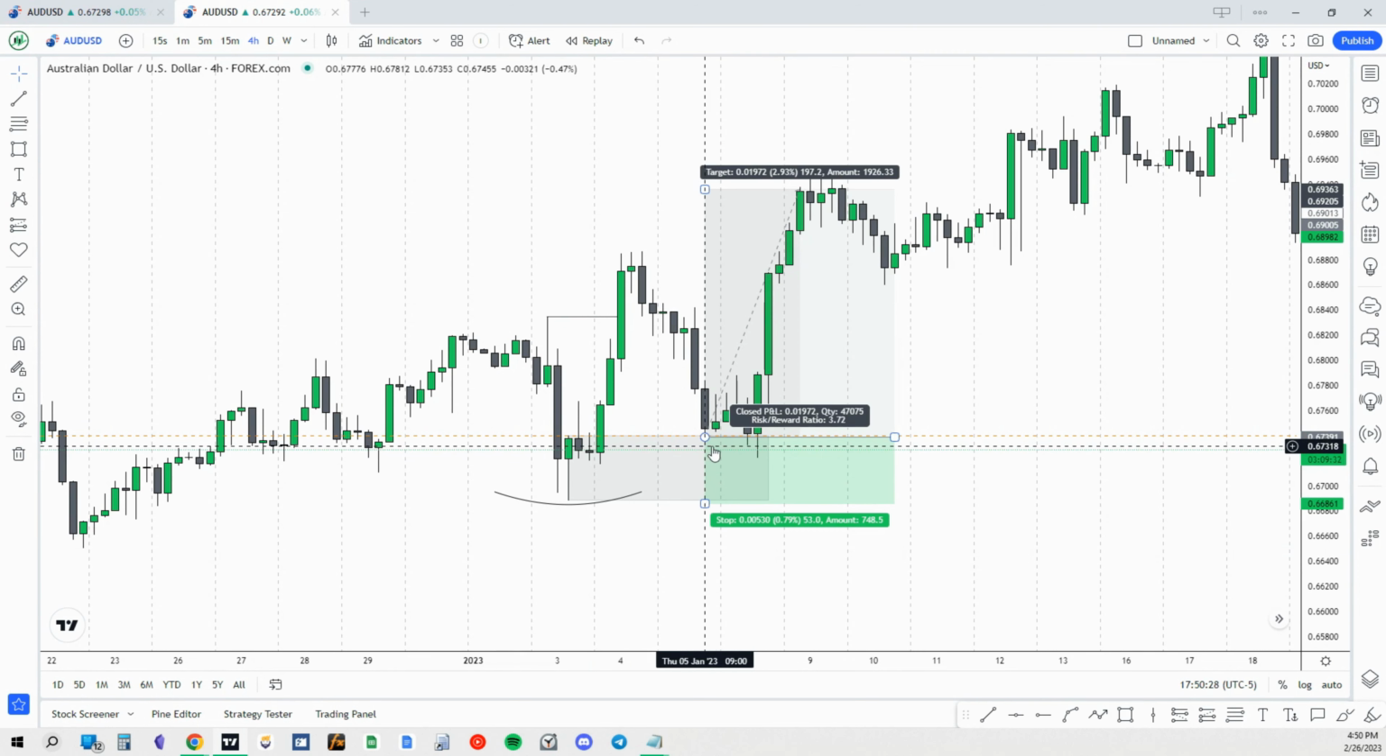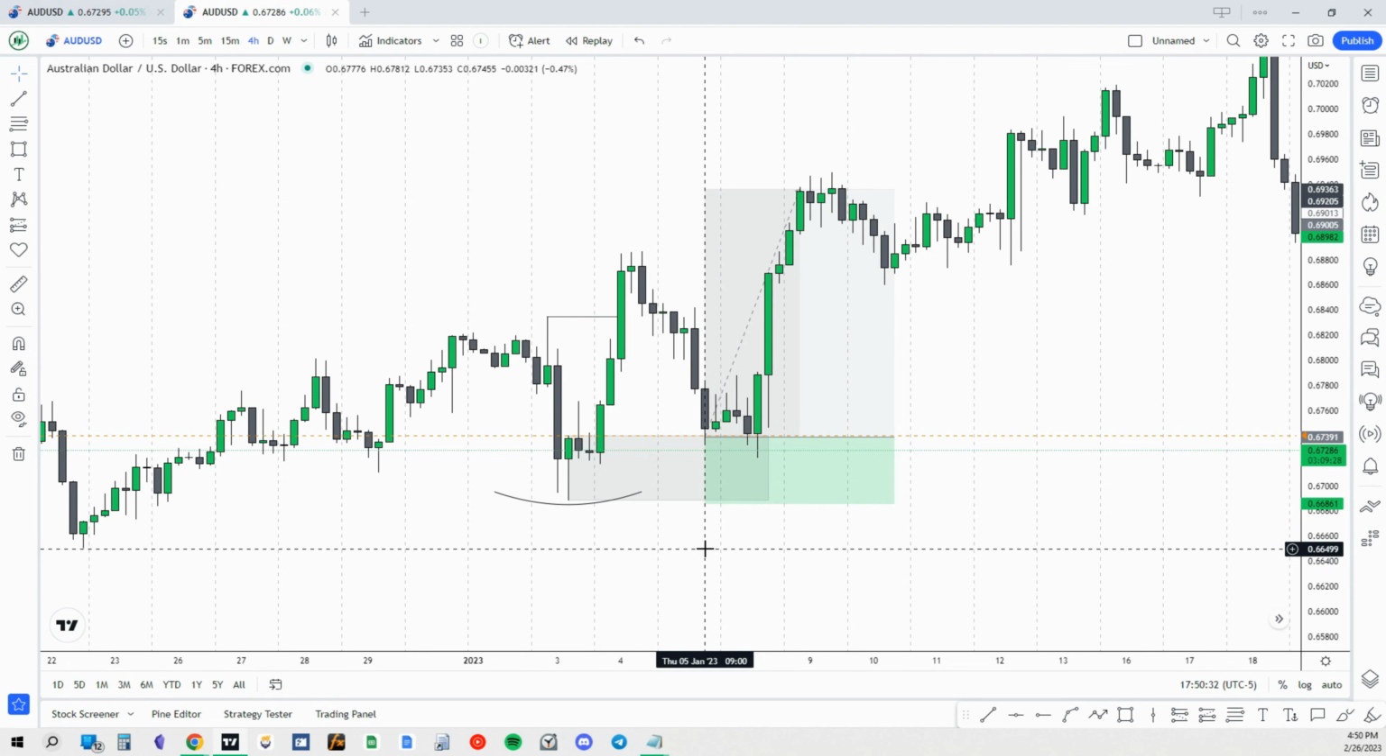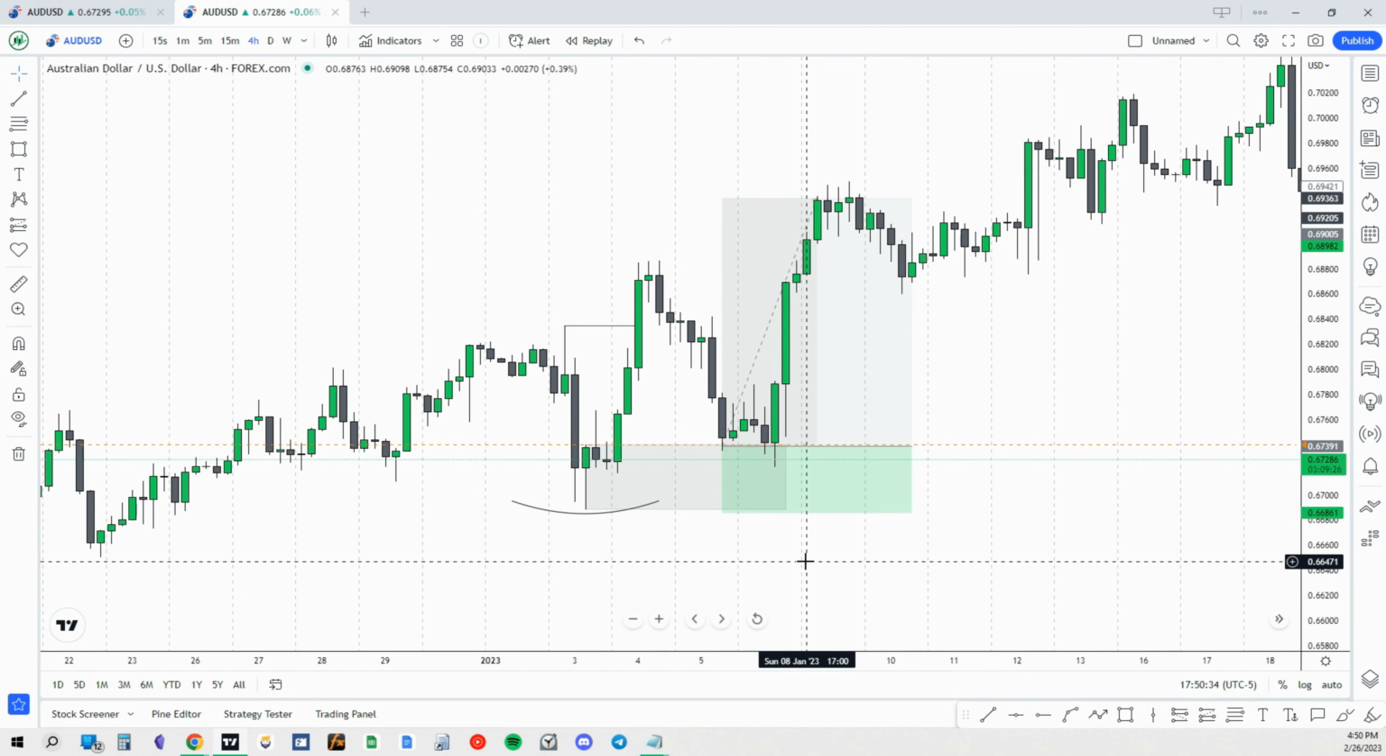And so now I just want to talk about where this would have actually entered and why some people might want to use confirmation orders and also refinement.